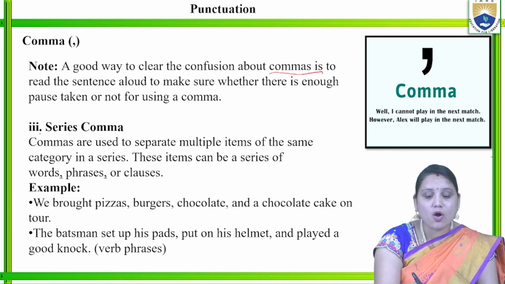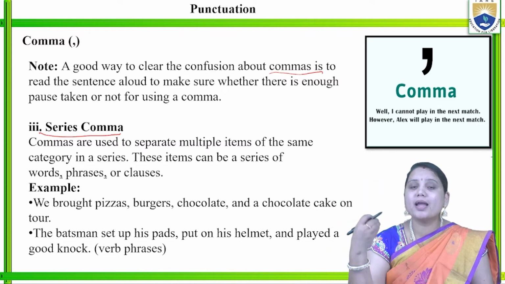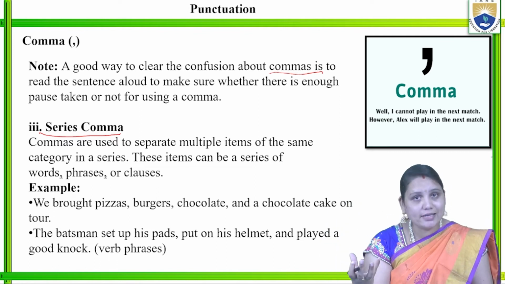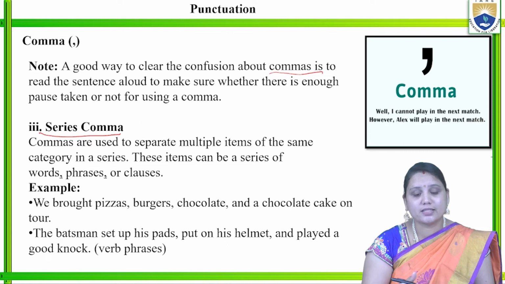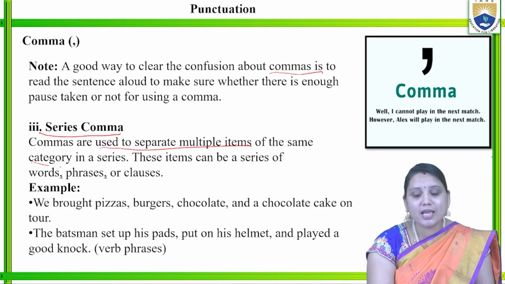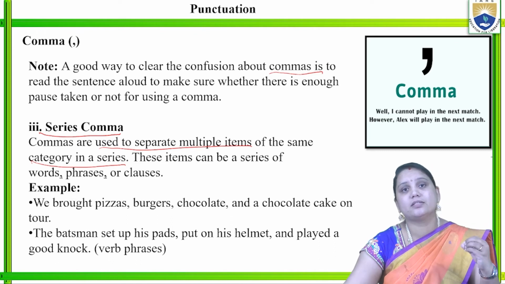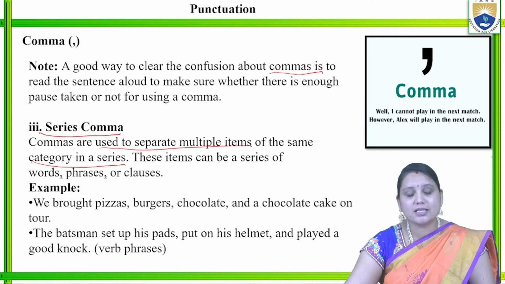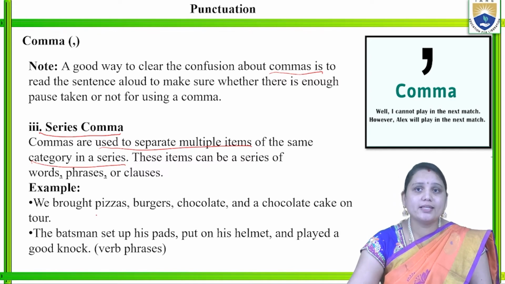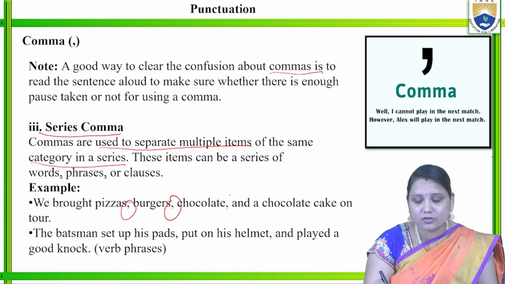Now, series comma. Now, what is the series comma? In a sentence, we go on use comma in the way of series to segregate the things, to segregate some items, isn't it? Now, look into these examples. Commas are used to separate multiple items of the same category in a series. If we are going to use multiple items of same category, we will use this commas. For example, we brought pizzas, burgers, chocolate and a chocolate cake. See the way I am trying to use the expression of these commas.